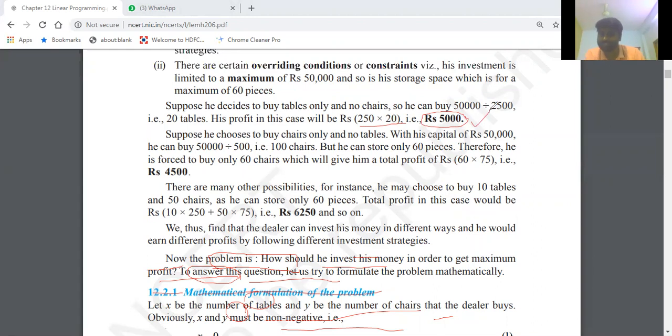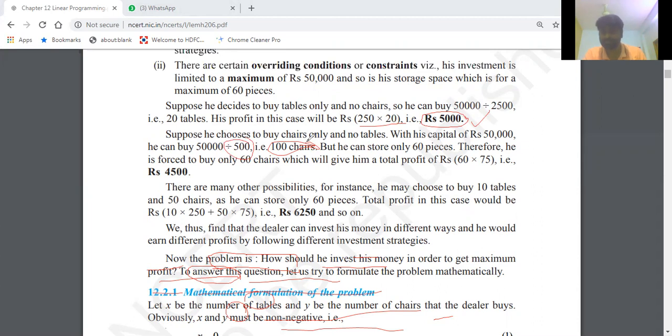Okay. Now what is the second case? Let us purchase all the chairs only. Now tell me, how many chairs will you get in 50,000 rupees? What is the cost of each chair? 500 rupees. Correct or not? And 50,000 by 500. How many chairs are you able to purchase? 100 chairs. Okay. In 100 chairs, can you get maximum profit?